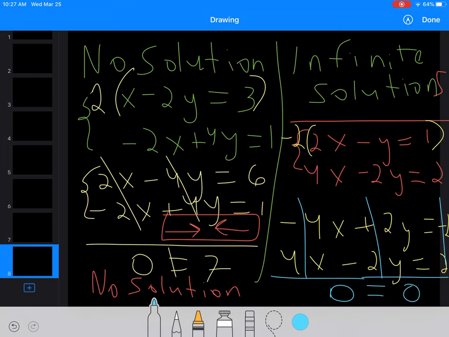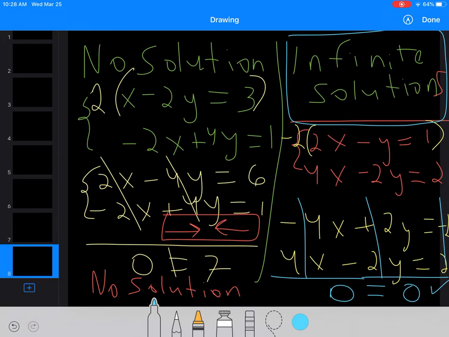Well, it is true that 0 does equal 0. That is not a contradiction. Whenever you have 0 equals 0 as a solution, when you do an elimination, there's an infinite amount of solutions. So in this case, that's a scenario where we have an infinite amount of solutions.